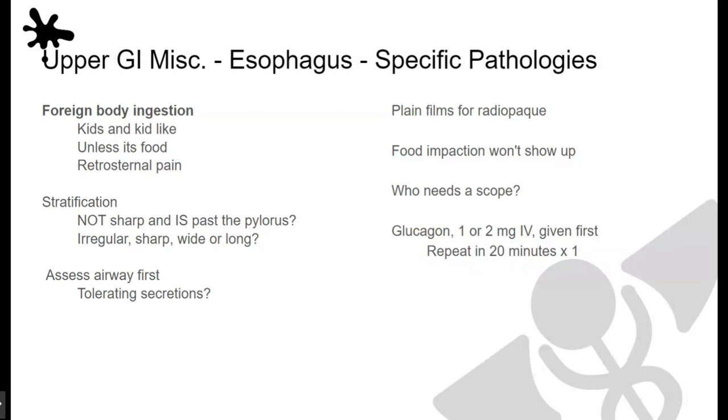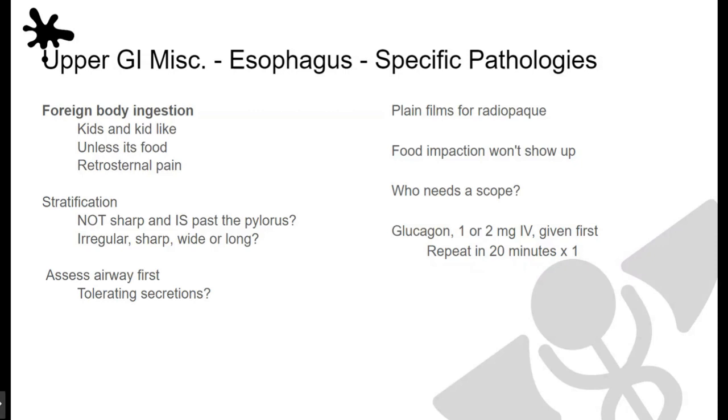First things first, assess the airway, ABCs, right? So you want to make sure they're tolerating secretions. So you're going to call GI for this to see if they need a scope. But you know what they're going to say is like, did you give glucagon? In my experience glucagon almost never works. According to our literature in the ER, glucagon pretty much never works. But they're going to ask you to do it. So just go ahead and pull the trigger on that first dose of glucagon and tell them that you tried.